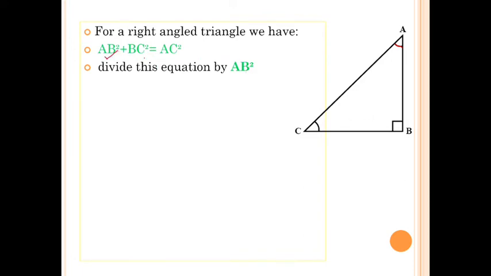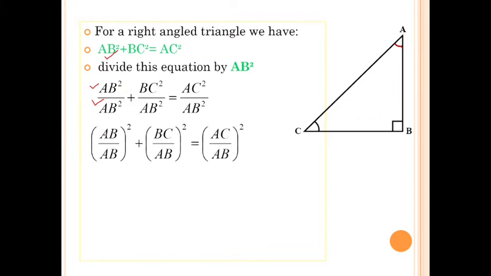So let's see what happens. Here AB square by AB square, then the next one, BC square by AB square is equal to AC square by AB square. Now for AB square by AB square, we have taken the square outside. Then we will get AB by AB. Then AB and AB are cut because numerator and denominator are the same.